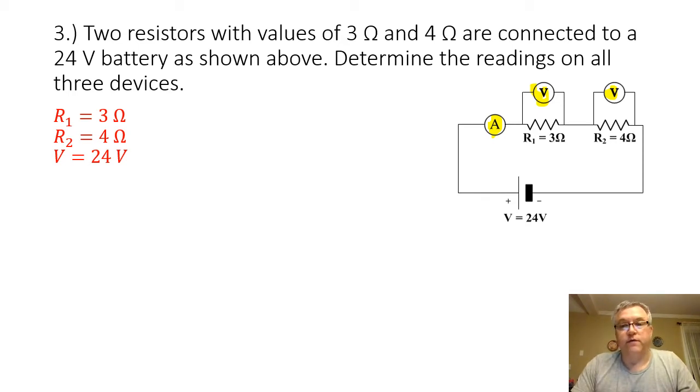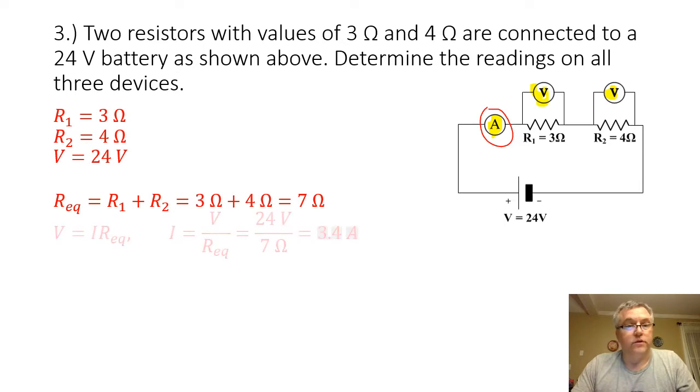So the first thing I want to find is the current going through this ammeter. And to do that, I am again going to need to find the equivalent resistance. So to find the equivalent resistance, I simply have to add my 2 resistances together, 3 ohms plus 4 ohms. That's going to give me an equivalent resistance of 7 ohms. Once I know the equivalent resistance, I can use Ohm's law to find the current.